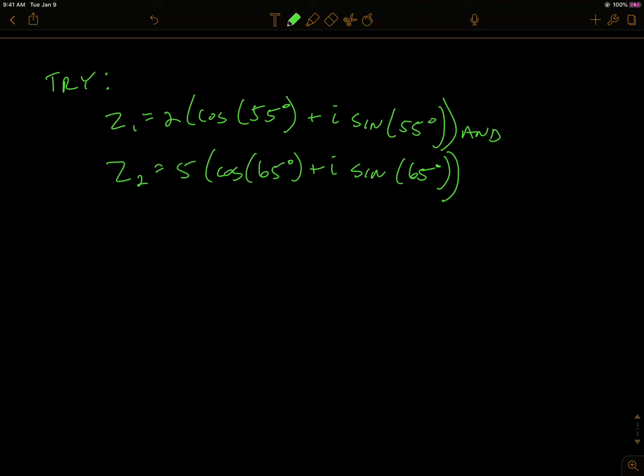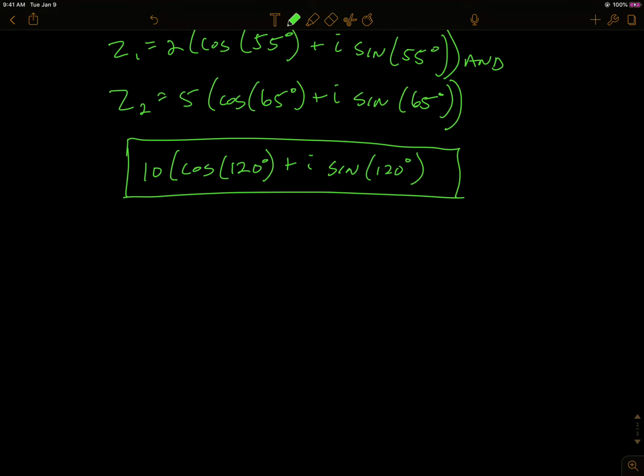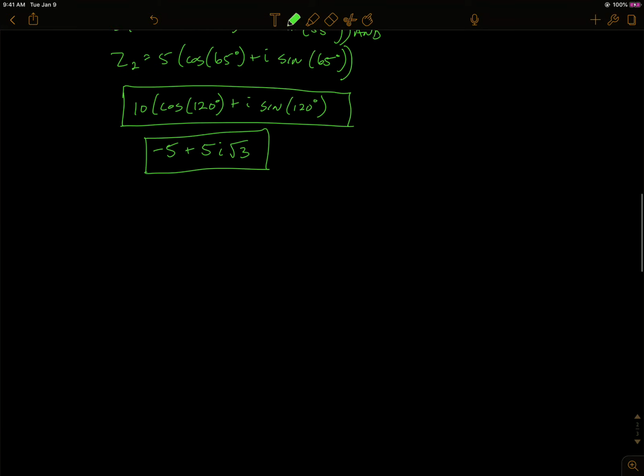Okay, welcome back. You should have gotten 10 times cosine of 120 degrees plus I times sine of 120 degrees. That should have been your answer in polar form. Now I do want you to convert this for a little extra practice. Convert this into rectangular form. So pause the video and see if you can do that. All right. So thank you. And you should have gotten -5 plus 5I times root 3. Same number in rectangular form.